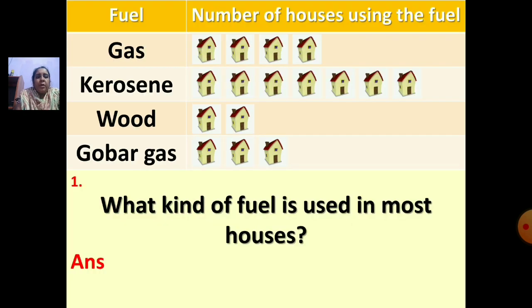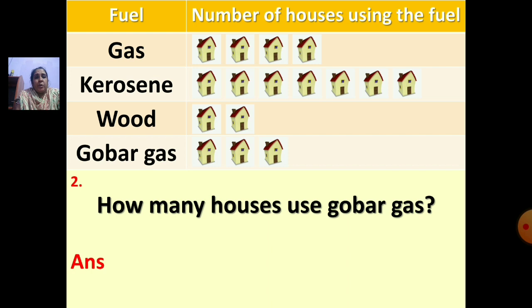Now what is the question here? What kind of fuel is used in most houses? So where do you see more number of houses? In which column? In the kerosene column you can see the houses are more. You will see 1, 2, 3, 4, 5, 6, 7 houses are drawn in front of kerosene. So which fuel is used more? Kerosene.